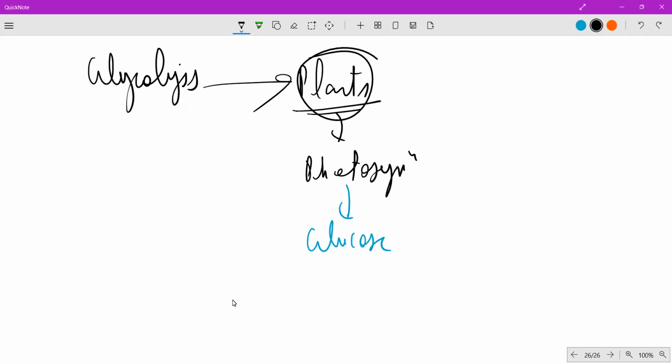Glucose plus oxygen. क्या? बोलो बोलो फिर से बोलो. Sir, glucose plus oxygen.